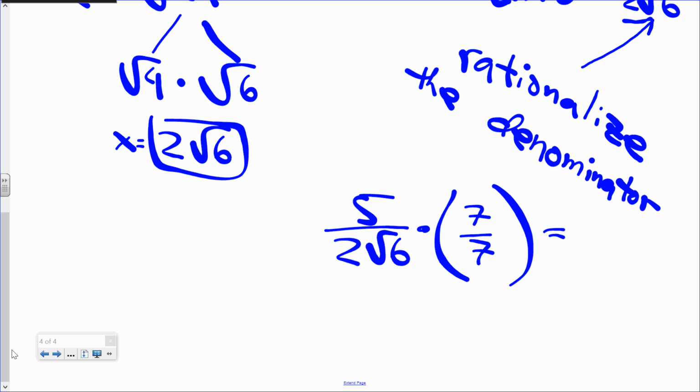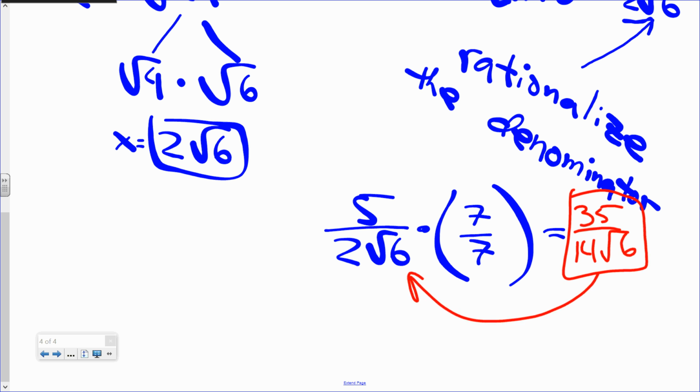Watch. Don't write this down right now. 5 over 2 rad 6 times 1 in the form of 7 over 7 will give me what? Let's see. Numerator times numerator, that's going to be 35. Denominator times denominator, let's see. 2 times 7 is 14, so I got 14 rad 6. Look, this fraction is the same as that fraction, just in a different form. But I didn't get rid of the irrational number on the denominator, so that didn't really help.